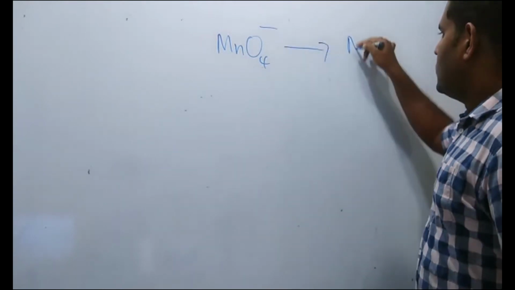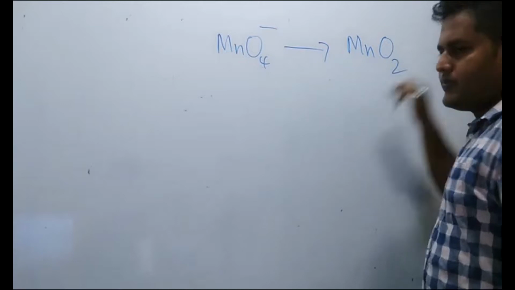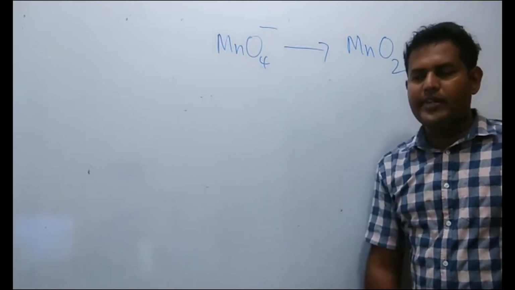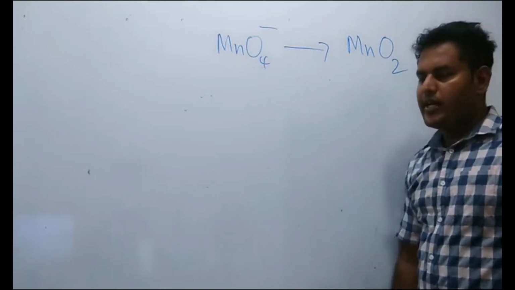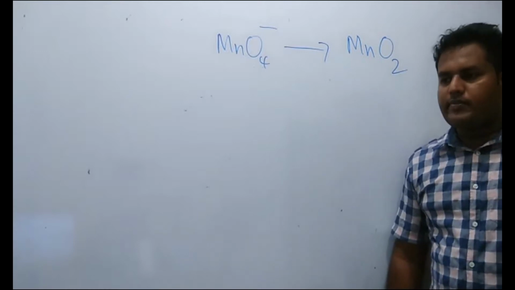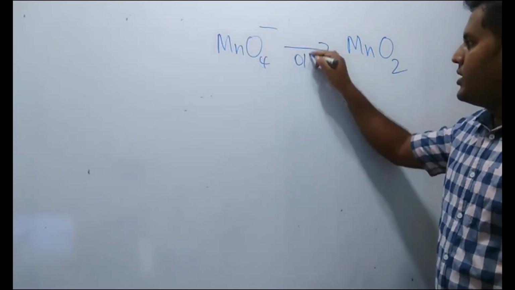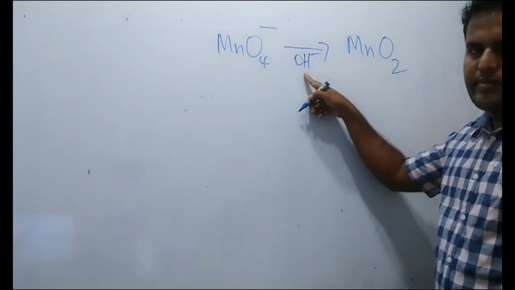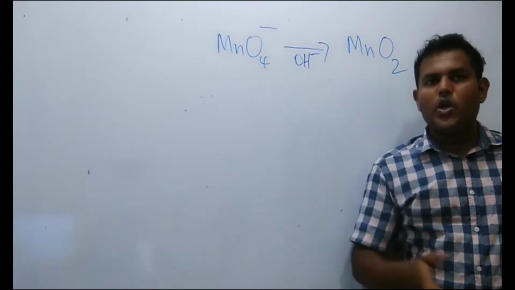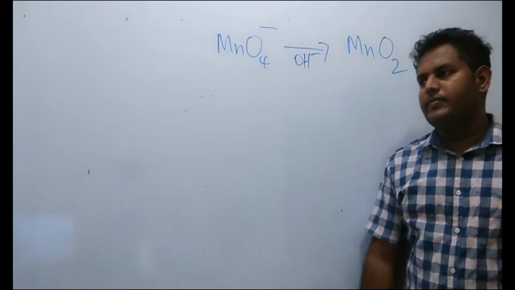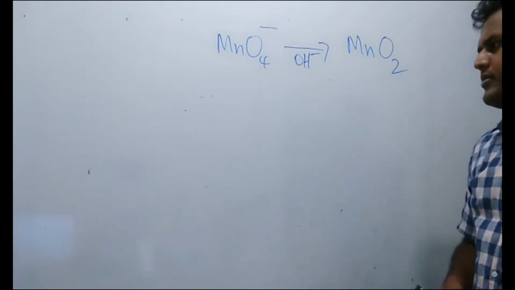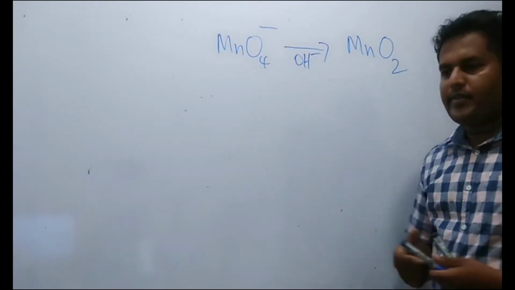MnO4 minus to MnO2. Do the first two steps only; don't do steps 3 and 4, or it will go wrong. Don't take the oxygen difference. Get the first two steps and add the electrons. How do we know it is basic medium? In the exam they will give it. Actually, we don't need to be given it. If I give MnO4 minus in basic medium, you should know, because it is a standard reduction: MnO4 minus reduces to MnO2.